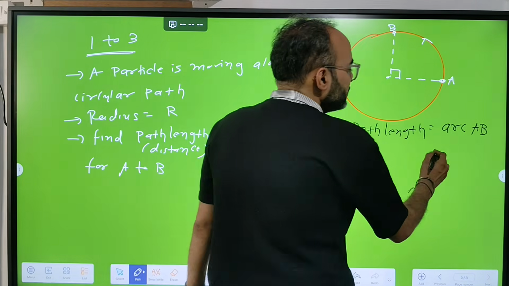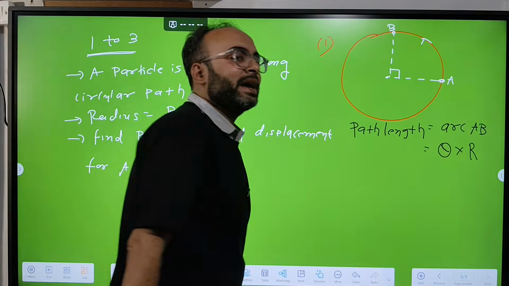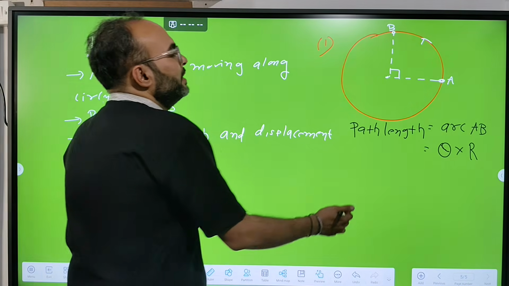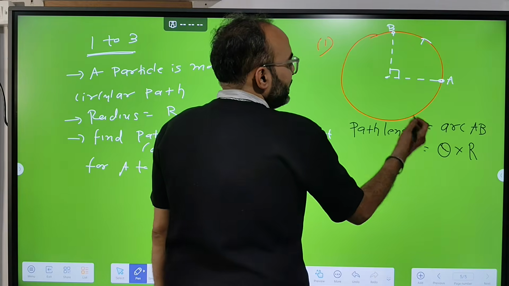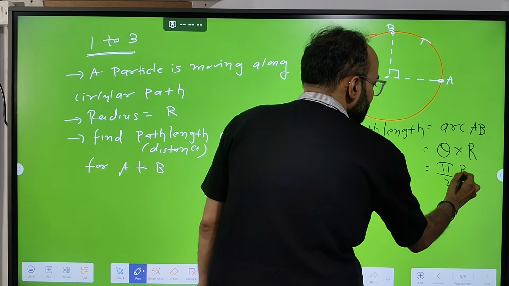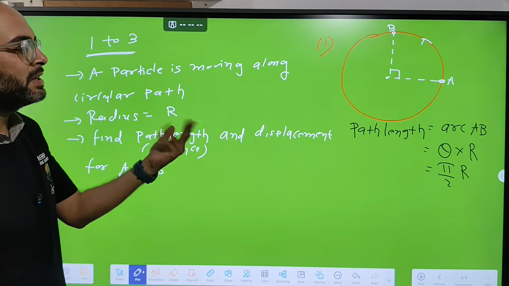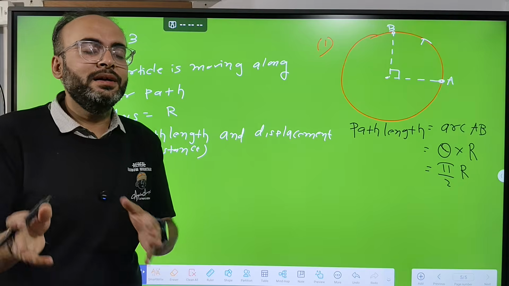And what is the formula for the arc? Arc means angle into radius. Theta is the angle into radius. And what is theta here? 90 degree, pi by 2. Pi by 2 means 90 degrees. So what is the path length? 2 pi r by 2.